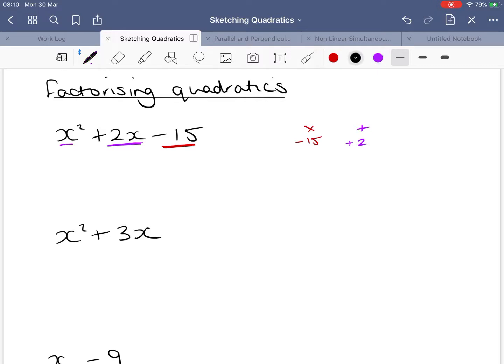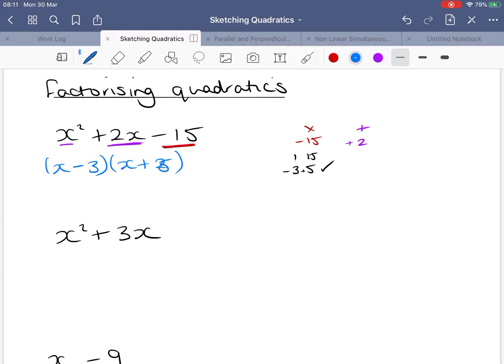So what I tend to do is just go down the factors and do it quite systematically. I go 1, 15, 2 doesn't go into it, 3 and 5, and there we go, we've got the 3 and the 5. So we want to have a minus 3 and a plus 5, because they would then add to make plus 2. And then because it is a single x squared, we can then just say my first bracket is x minus 3 and my second bracket is x plus 5.